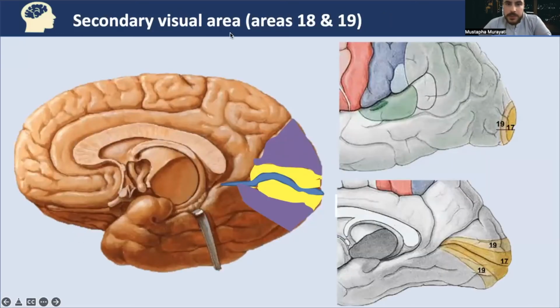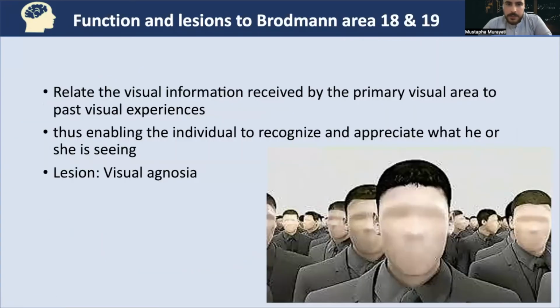Now, the secondary visual area, areas 18 and 19, lies above and below the primary cortical visual area. It is responsible for identification of faces and identification of structures by looking at them. So if any lesion occurred there, we may end up with visual agnosia, where a person, when he sees somebody, cannot identify them, but once they hear their voice, they can identify them.